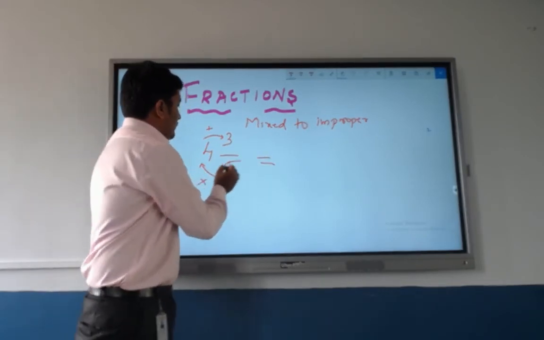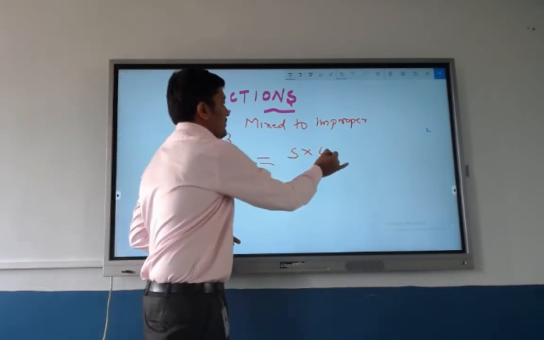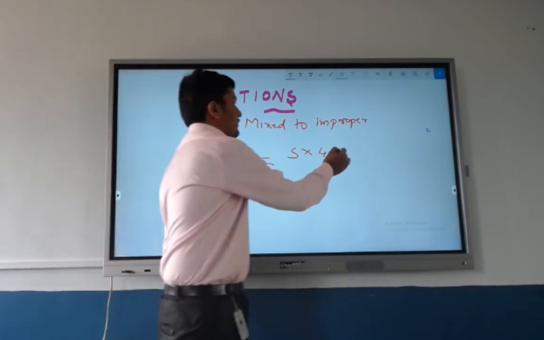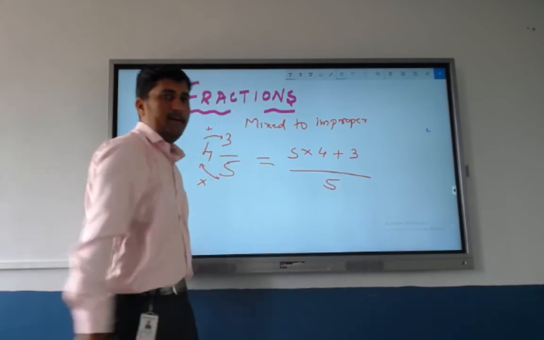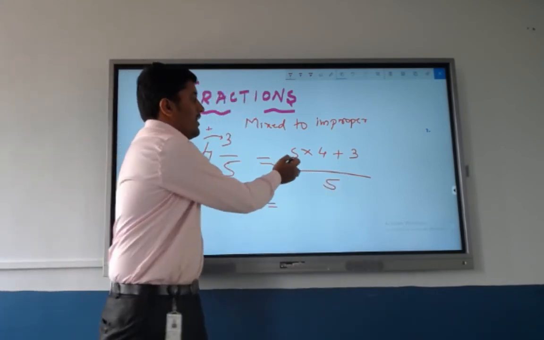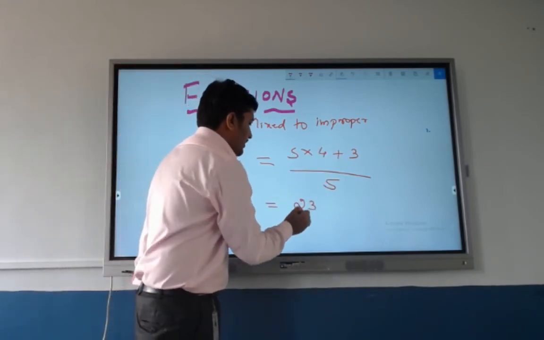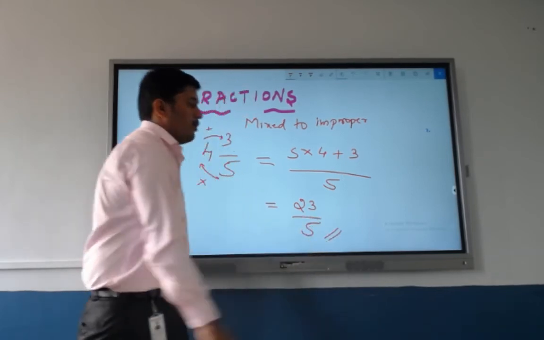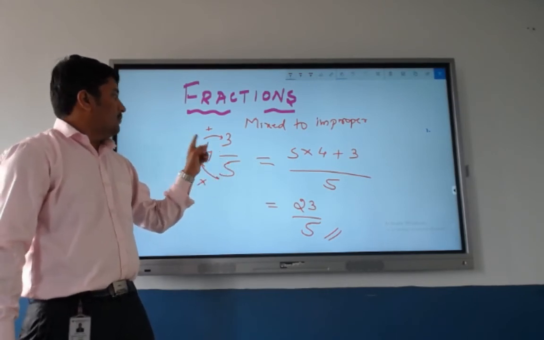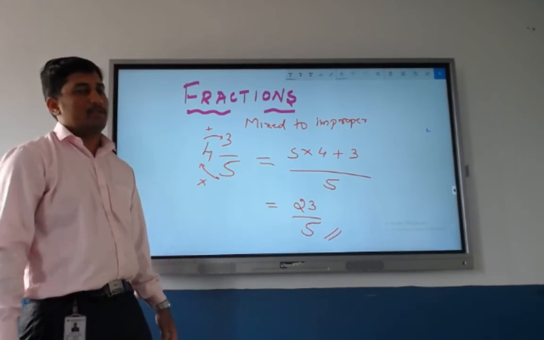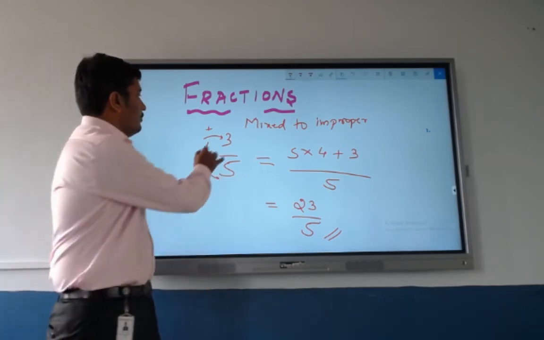So we will do it here. 5 into 4 plus the up number 3. 3 upon 5, and the denominator is as it is, 5. So now 5 fours are 20. 20 plus 3, 23. So 23 upon 5 is your improper fraction. So what did I do here? I converted a mixed fraction to an improper fraction. In this way you will convert mixed to improper. One more I will solve for you. Understood now?